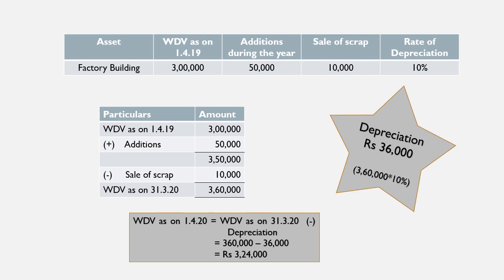After you find out the depreciation, this depreciation will be used to find out the written down value of the asset for the next year. So the amount will be 3,60,000 minus 36,000, which will give you 3,24,000. This being the opening balance or the written down value as on 1/4/20.